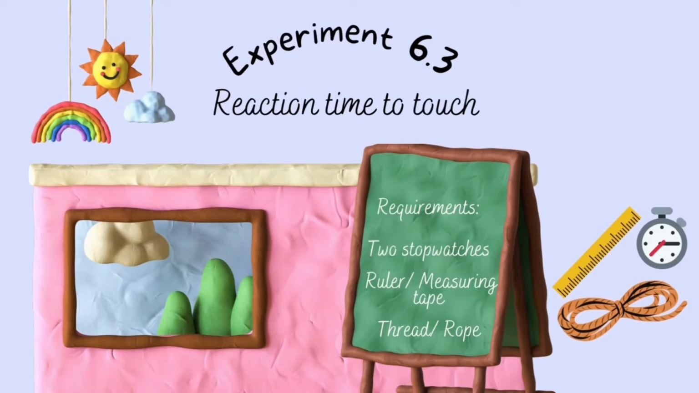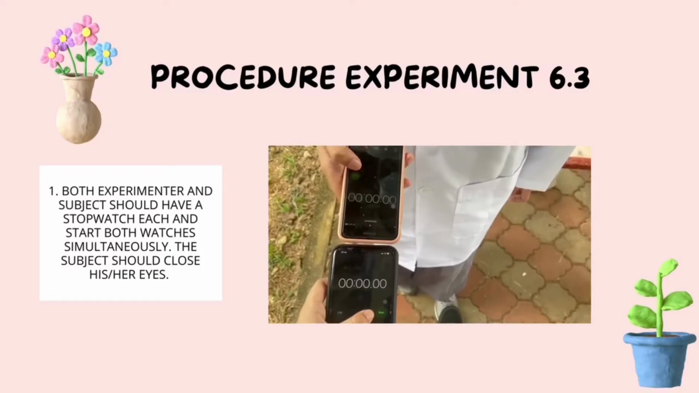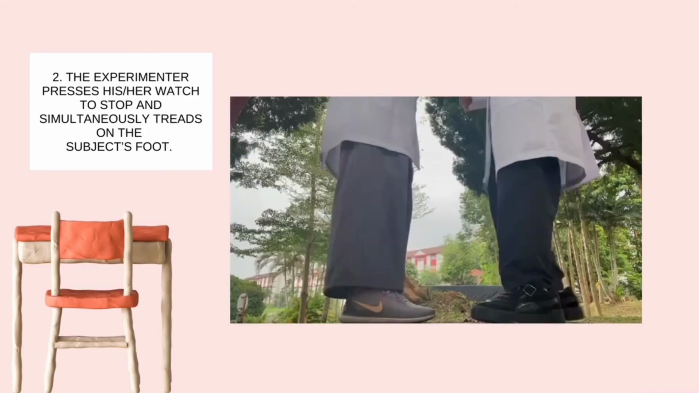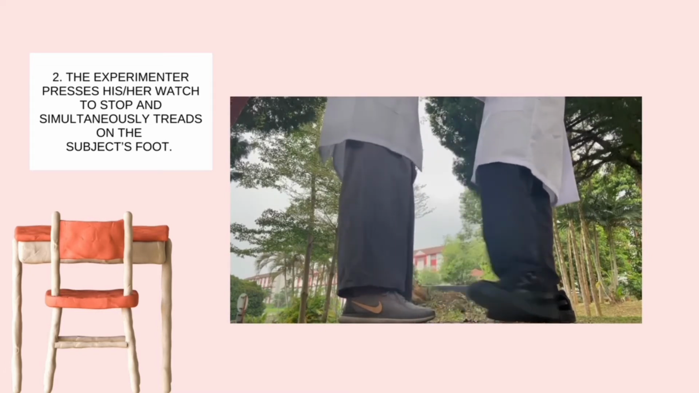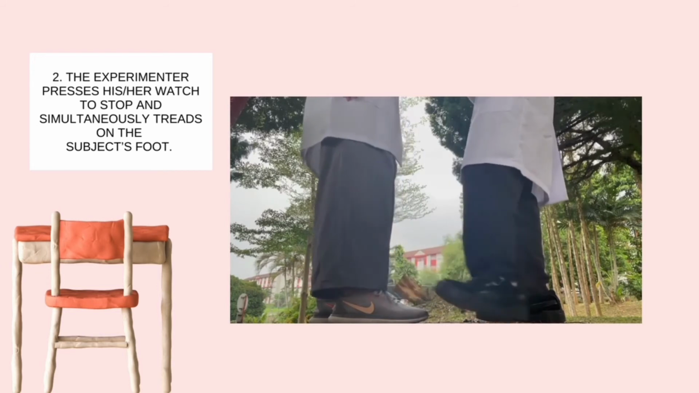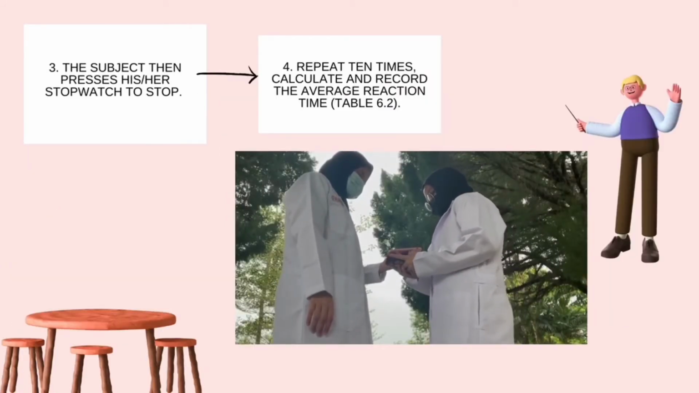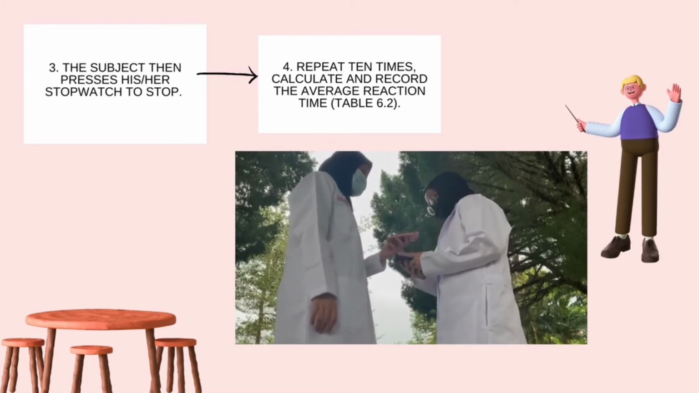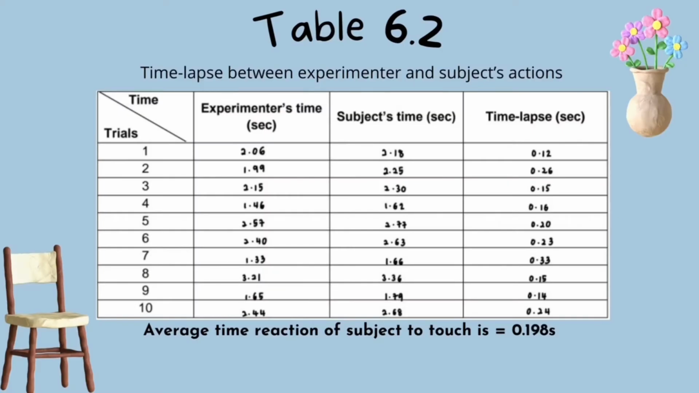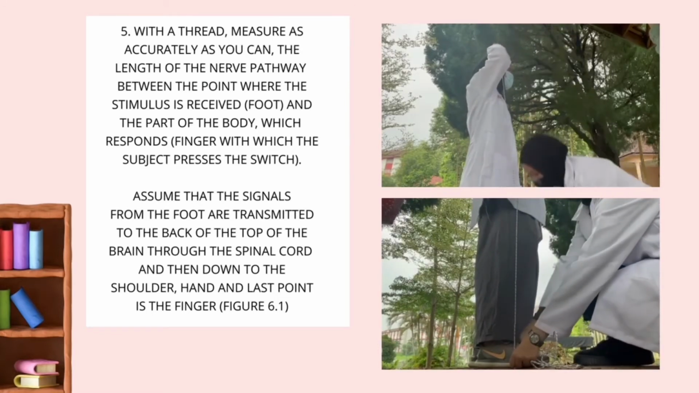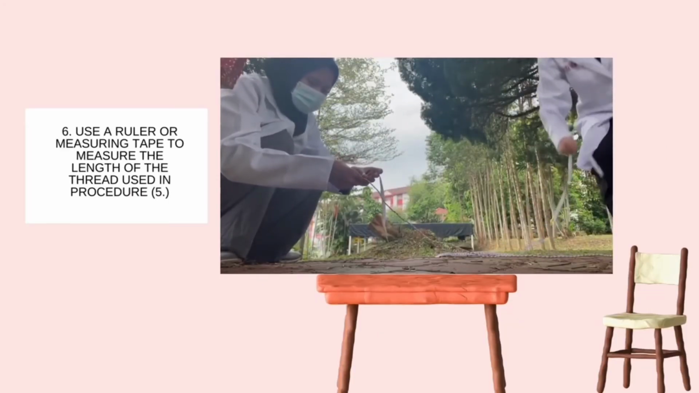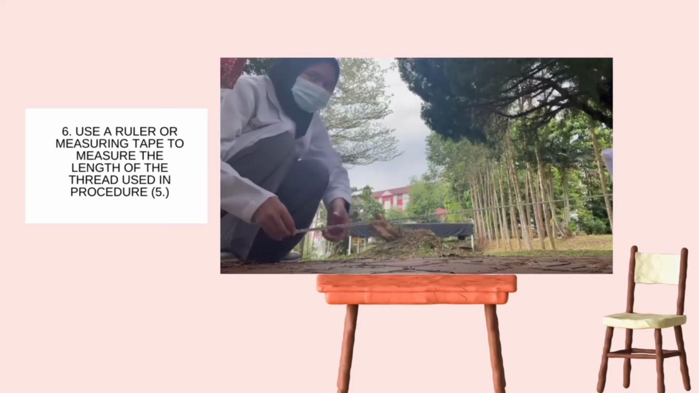Experiment 6.3, reaction time to touch. Requirements: 2 stopwatches, a ruler or measuring tape, and lastly, thread or rope. Procedure: both experimenter and subject should have a stopwatch and start both simultaneously. The subject should close her eyes, and the experimenter presses her watch to stop and simultaneously touches the subject's foot. Next, the subject then presses her stopwatch to stop. Repeat 10 times, calculate and record the average reaction time in table 6.2. Next, with a thread, measure as accurately as you can the length of the nerve pathway. Lastly, use a ruler or measuring tape to measure the length of the thread used in the previous procedure.